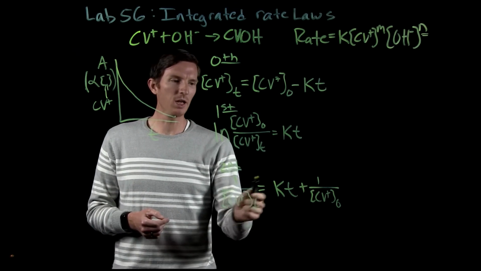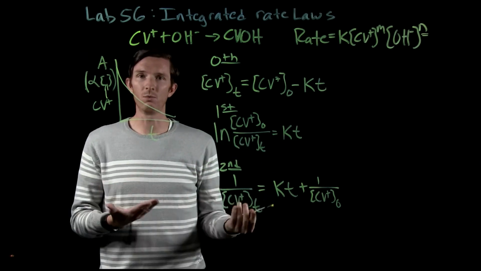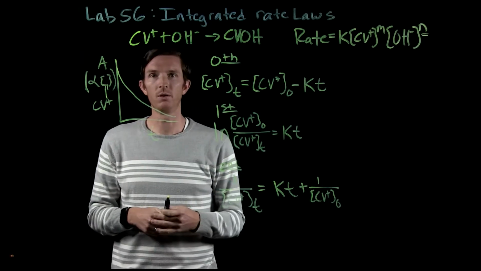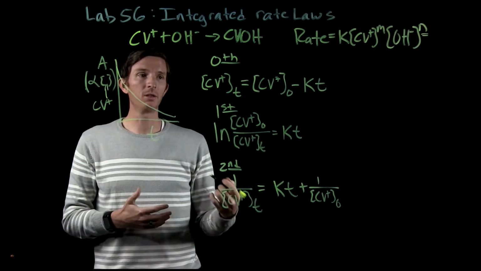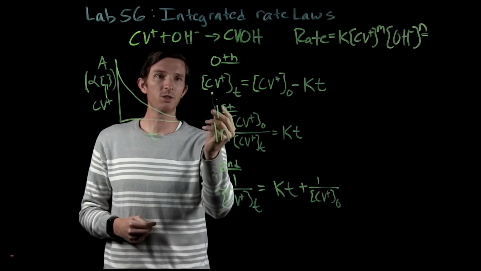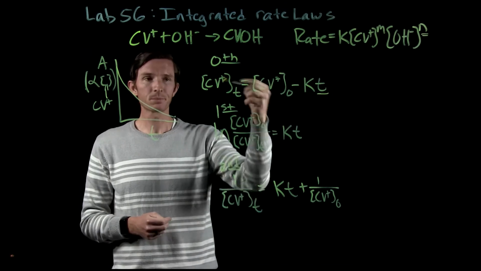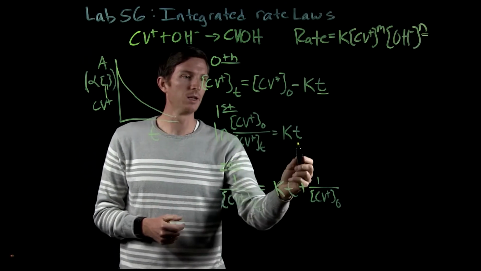Okay, so now we go ahead and we look at this, we see there are very distinctly different relationships that we have for 0, first, or second order integrated rate laws. Now remember, our integrated rate laws relate 2 variables, concentration with time. So time is our independent variable, concentration is our dependent variable. So we notice we can see that in all of these, right?